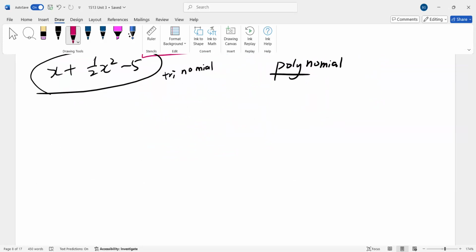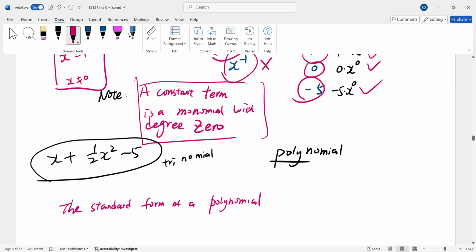So next very important topic is the standard form of a polynomial, okay? Now that we know what is a polynomial, we need to know how to write a polynomial in the standard form. Now, what does the standard form of a polynomial look like? So let me give you an example, right?